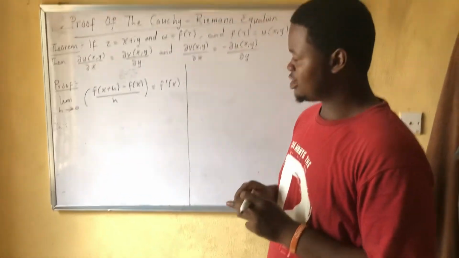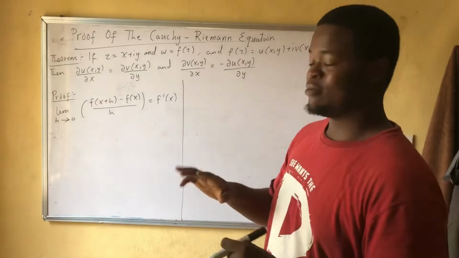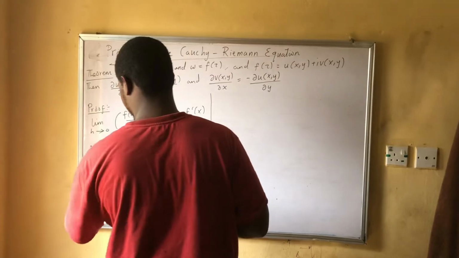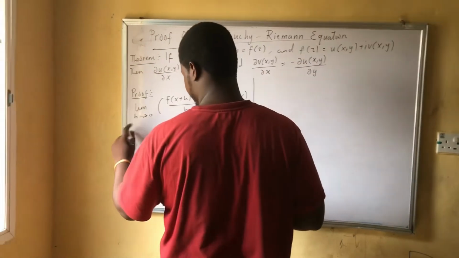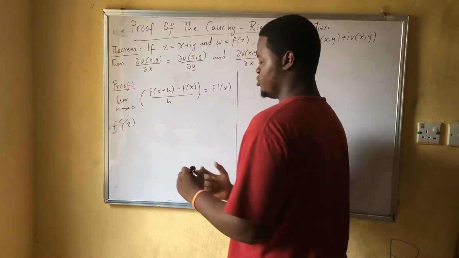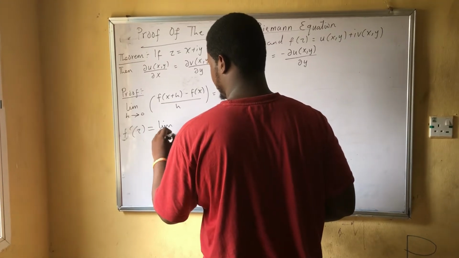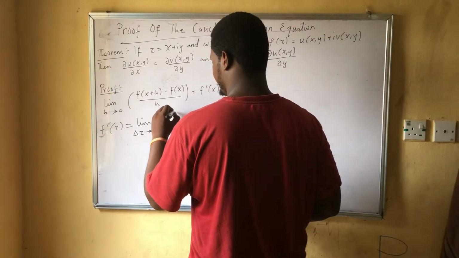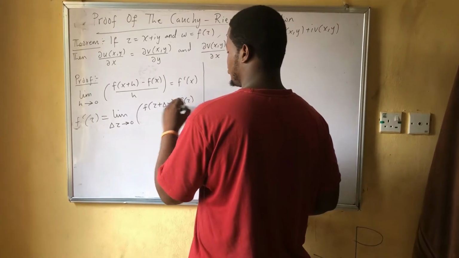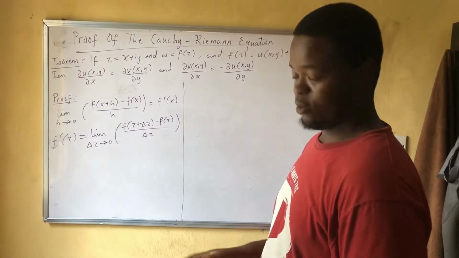Now this is what we do when we are dealing with a real function. How we approach it when we are dealing with a complex function is a little bit different. The first thing to do here is to assume we are looking for the derivative of a complex function, and this is going to be equal to the limit as dz approaches 0 of f of z plus dz minus f of z over dz.